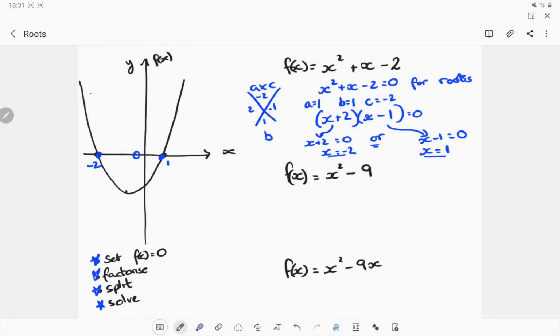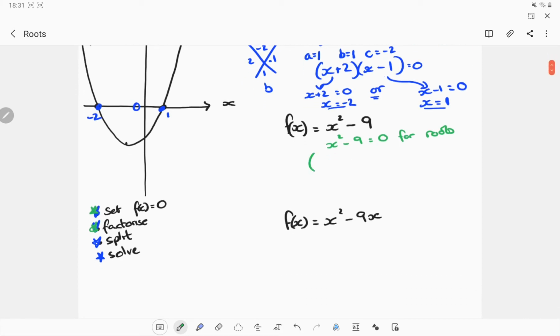Looking at the next one. So we have f of x equals x squared, take away 9. Step 1, set it equal to 0. So x squared minus 9 equals 0 for roots. Factorize. Do we have a highest common factor? No. Do we have the difference of two squares? Yes. So we have two brackets. Now the square root of x squared equals x, so it goes at the front. And the square root of 9 equals 3, so 3 goes at the end.